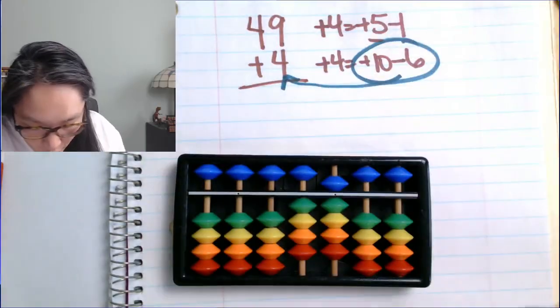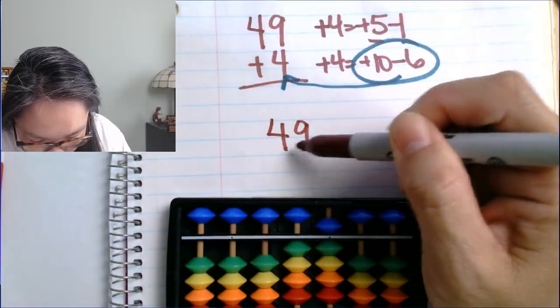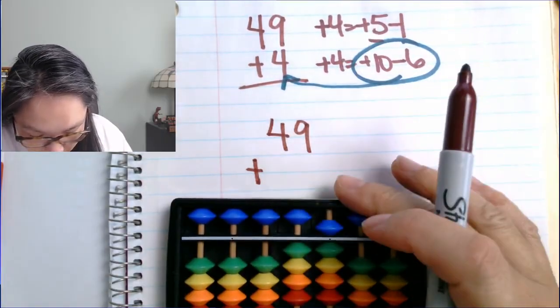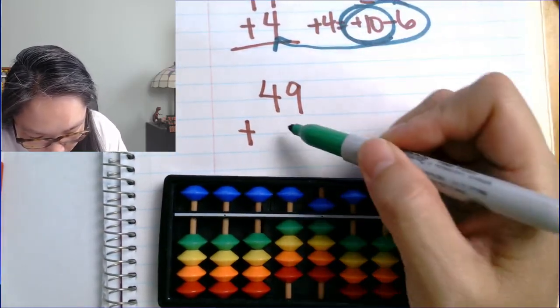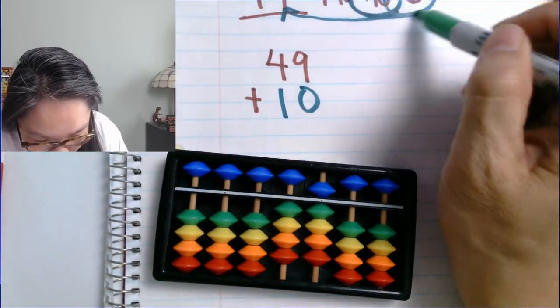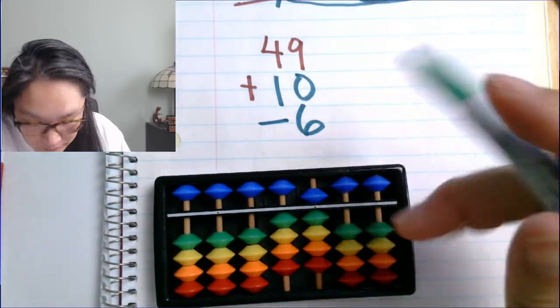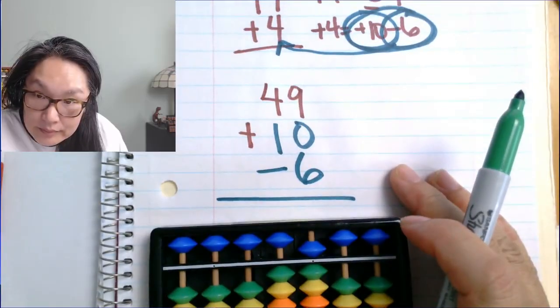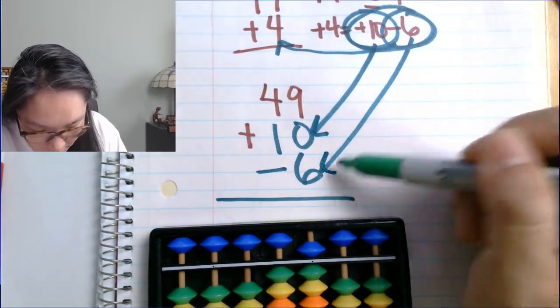So, it's going to be 4 plus this 10 goes here, plus the 10, and then this is minus the 6 that goes here. Does that make sense? So the 10 goes here, the 6 goes here.